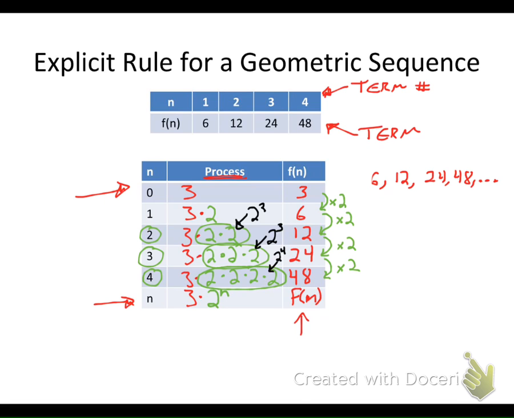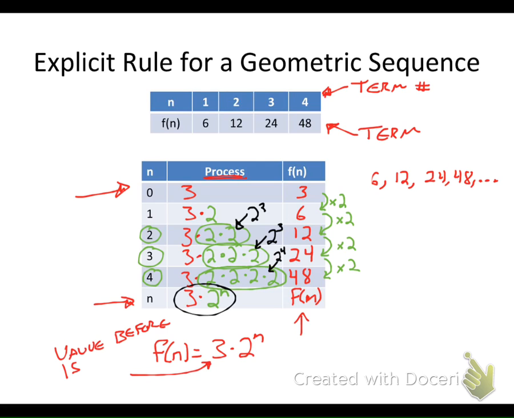Therefore, 2 times itself n times would be 2 to the n. So our rule, or our function, is going to be 3 times 2 to the n in this case. And we remember what these mean. This 3 is kind of like our value before that first term. Remember how we backtrack to find what that value would be right here, if there was such a thing as a value, okay? And this number right here, that is our common ratio.